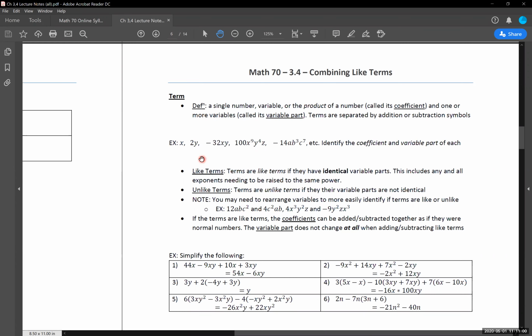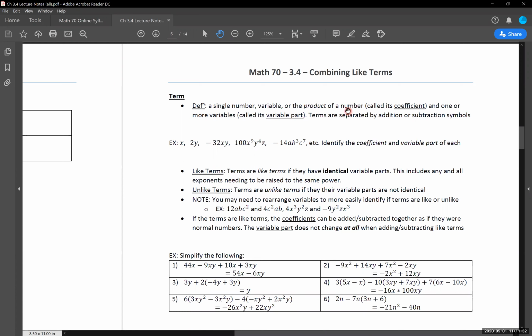But again, notice with all of these, an individual term can be a single number, a variable, or the product of a number and one or more variables. So a term is a bunch of things that are multiplying together. And we separate terms out by addition or subtraction, which we're going to see in some of the examples. This is a term, this is a term, this is a term, and so on. We have specific names for the different parts of them.